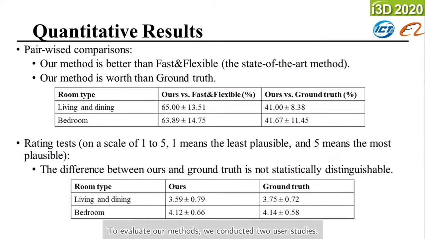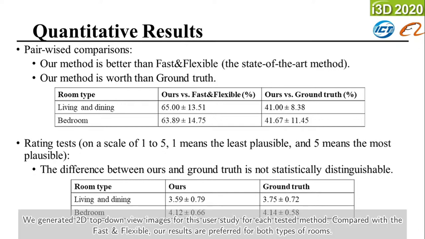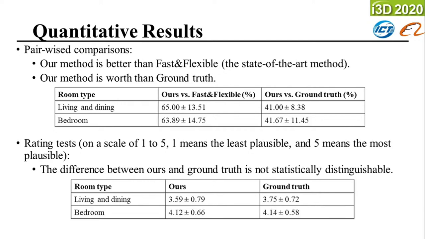To evaluate our methods, we conducted two user studies. In the first study, we used a two alternative forced choice method to compare our method with Fast and Flexible, which is the state-of-the-art method, for two types of rooms, including living and dining rooms and bedrooms. We generated 2D top-down view images for this user study for each test method. Compared with Fast and Flexible, our results are preferred for both types of rooms.